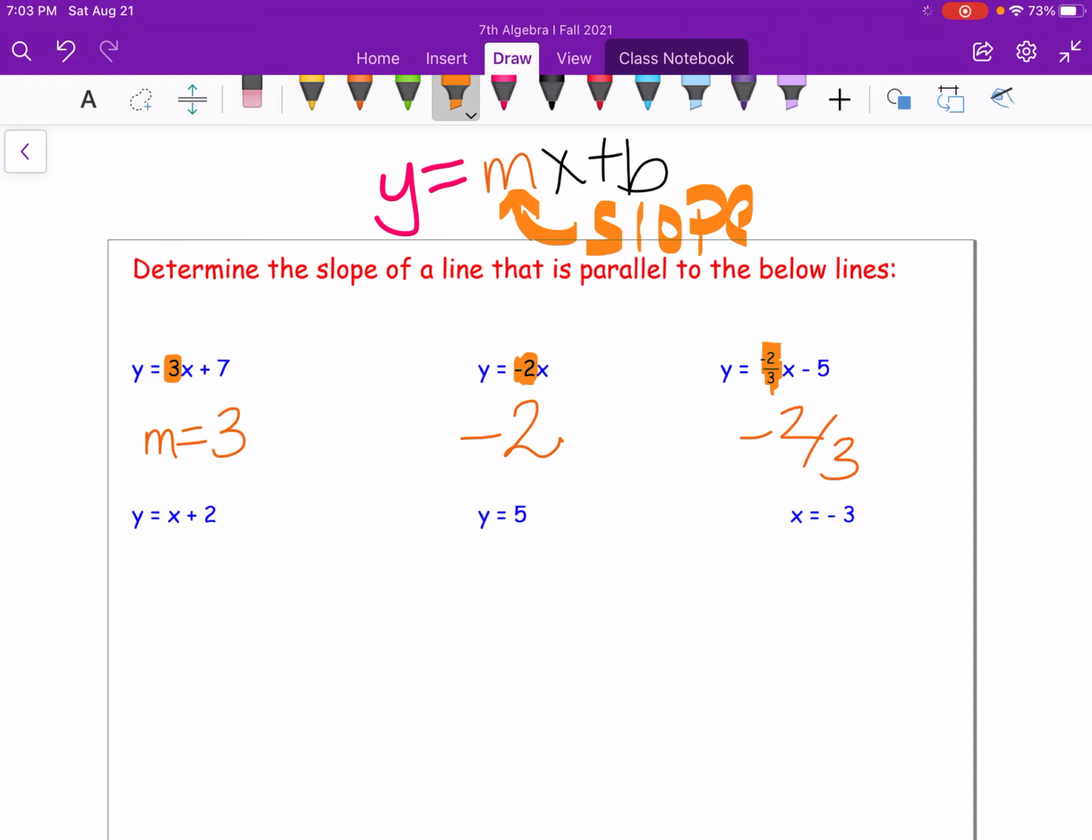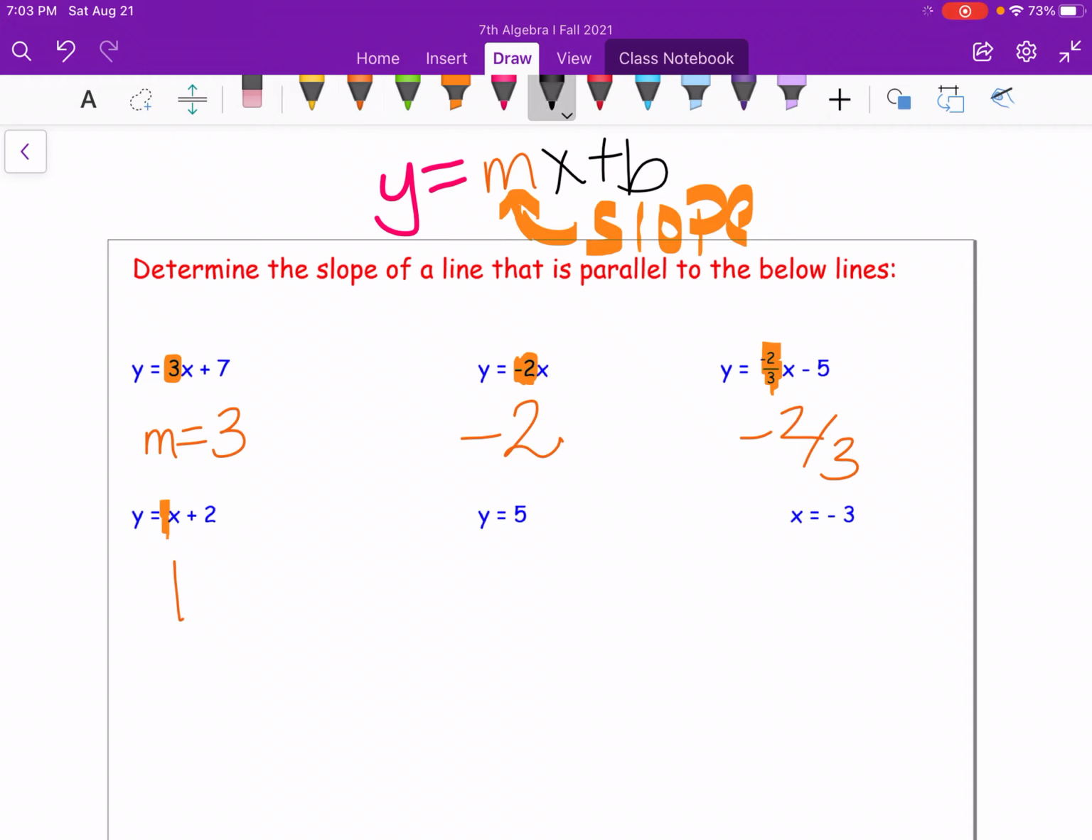The next one, y equals x plus 2. Well, there's an understood 1 here. It's like 1 times x. So the slope would be 1. And the next two are a little bit different. Y equals 5 and x equals -3. These are not in the y equals mx plus b form, so you can't really find the m here.